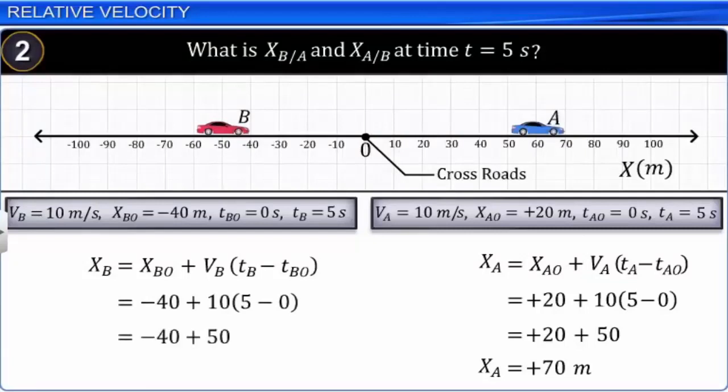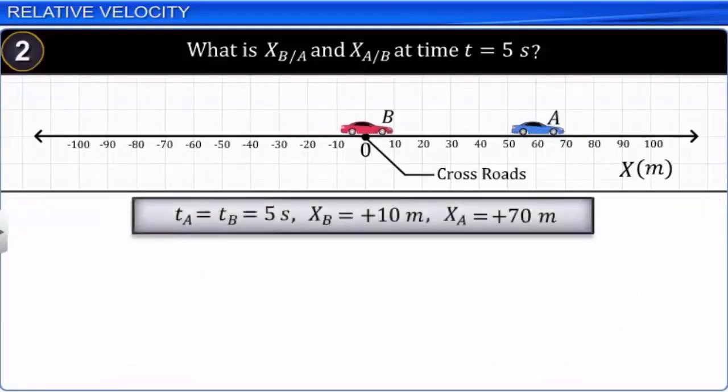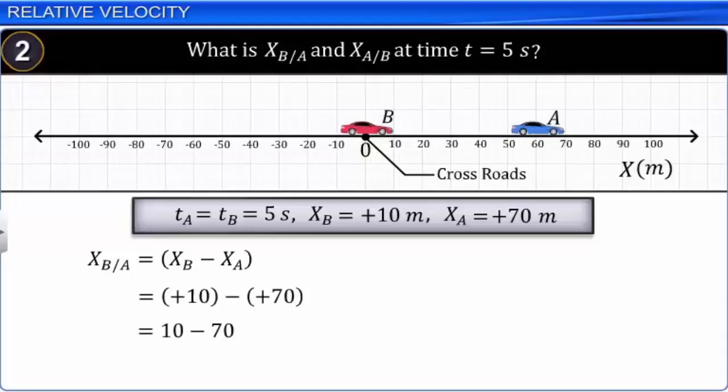Now, calculating for XB by A, which is equal to XB minus XA. On substituting values and simplifying, we get XB by A equal to minus 60 meters. And calculating for XA by B, which is equal to XA minus XB, on substituting values and simplifying, we get XA by B equal to plus 60 meters.